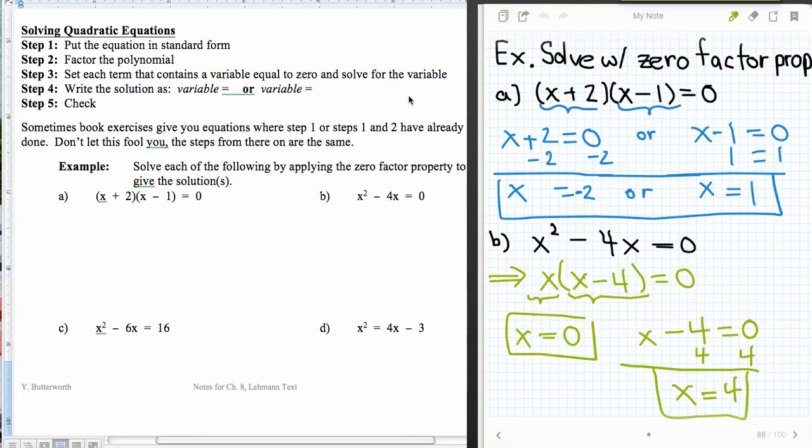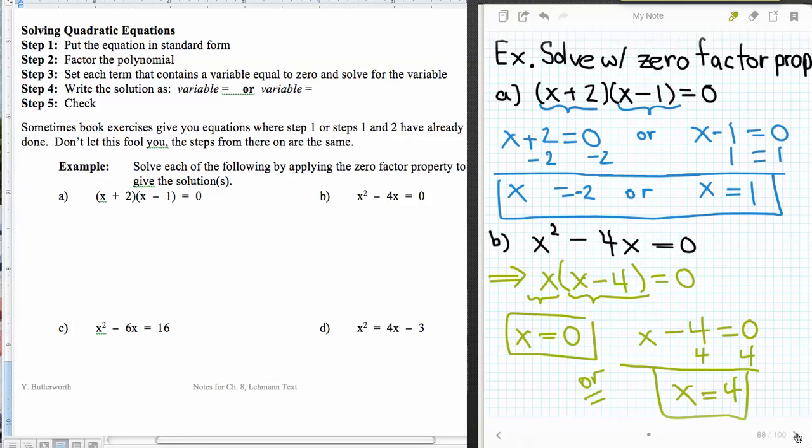All right, section 8.5 continued. I just got cut off. I was going to show you the check with x equals 4. So let's just do that really quickly on part B here. If we square 4, we get 16, and 4 times 4 is 16, so 16 minus 16 equals 0, and you see that that one checks too. So x is equal to 0 or x is equal to 4, either one, and it gives you a solution.